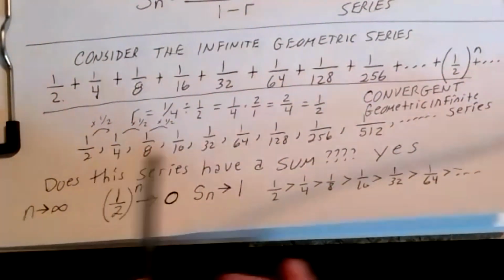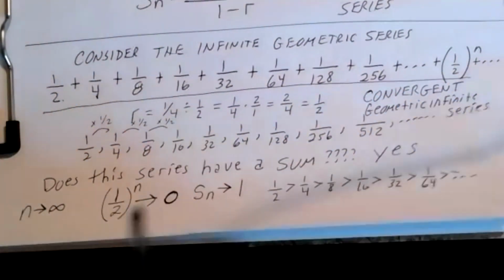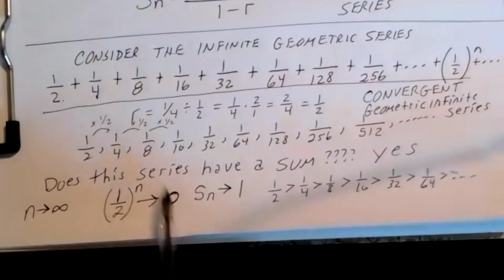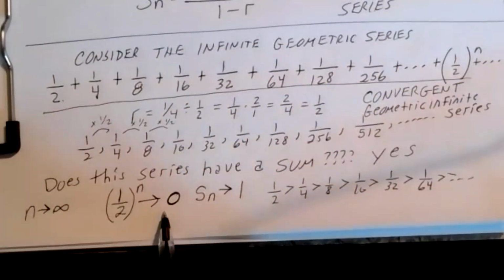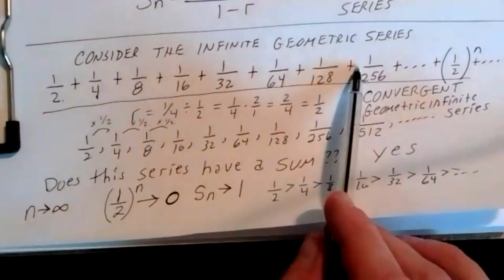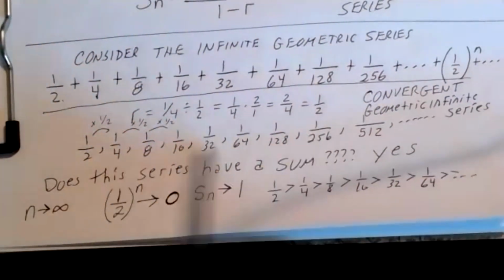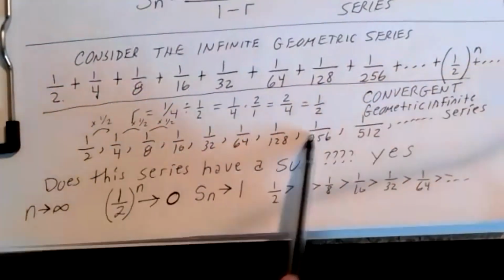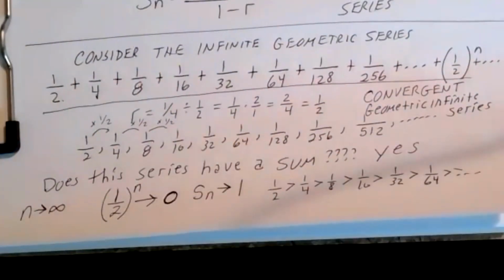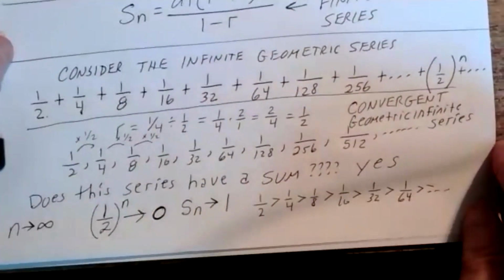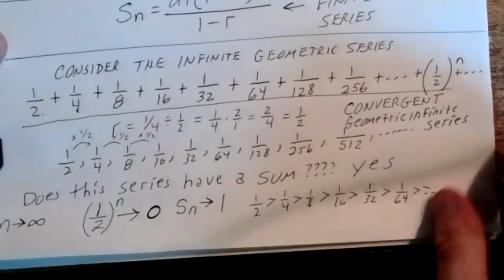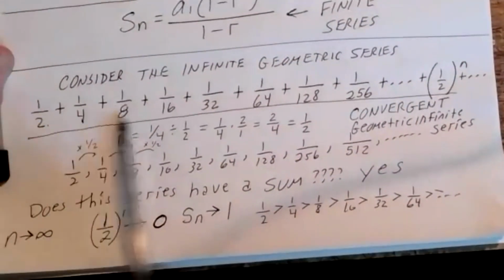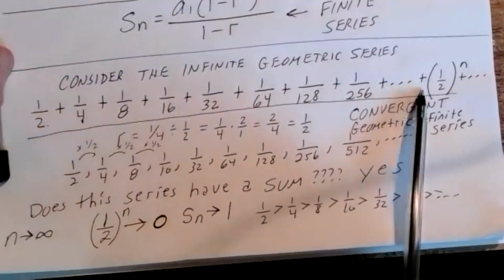We say the terms of the geometric sequence are converging to a value of what? 0. The terms of the geometric sequence are converging to 0. So not only is this a convergent geometric series, this is a convergent infinite geometric sequence. Any questions about that? So notice this infinite geometric series converges.